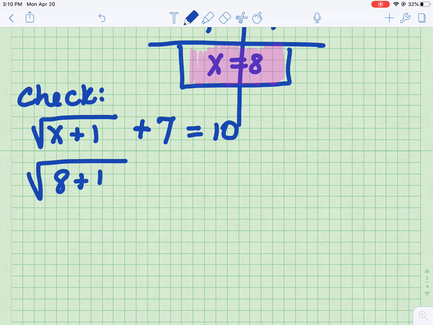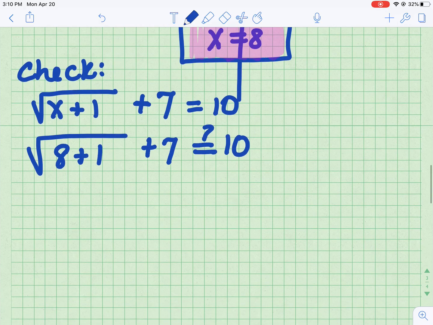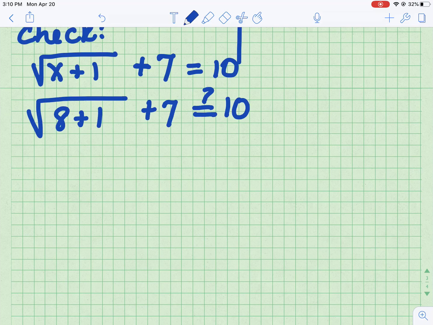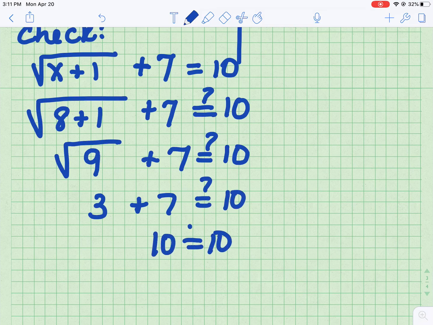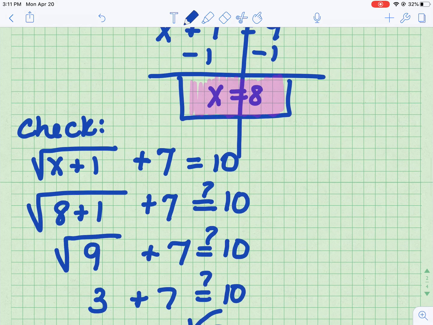So I have 8 plus 1 underneath the radical, plus 7 outside the radical. And now I'm putting that question mark to remind myself I'm not moving things from one side to the other. I'm checking one side to see if it's the same as the other side. So you could do this in a couple steps. You could do it in one step. I'm going to do it in a couple. The square root of 9 plus 7, does that equal 10? So does 3 plus 7 equal 10? Yes, it does. So 10 equals 10. Perfect. That is not extraneous. So that is our answer.